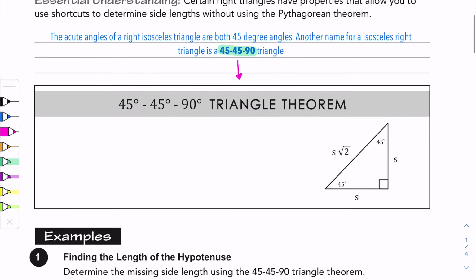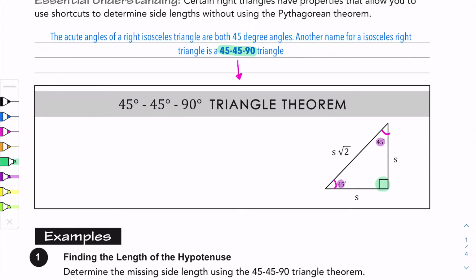So this theorem states that if you have a 45-45-90 triangle, which let's take a moment and look at. Here's your triangle. You have two angles that measure 45 degrees. So there's your 45 and 45. And you have one angle that measures 90 degrees. So 45-45-90 specifically talks about the angle measures within the triangle.